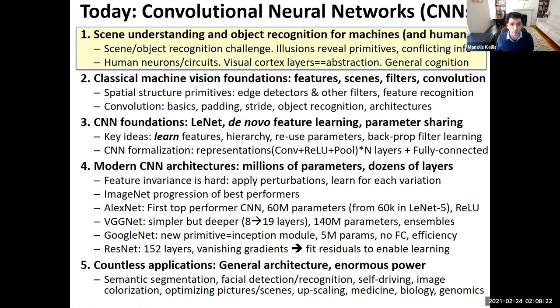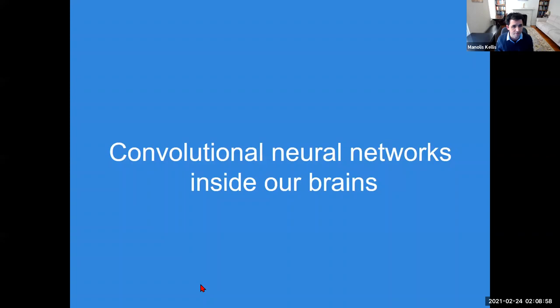So today we're going to be talking about convolutional neural networks, or CNNs. So next time you hear CNN, you obviously should be thinking about convolutional neural networks. I don't know what else could come to mind. But we'll talk about scene understanding, about the classical machine vision foundations of features and scenes and filters, and then foundational deep learning models that again brought the whole field to the forefront of the popular conscience with incredible performance improvements compared to previous methods, and some cool modern CNN architectures and just many, many different applications.